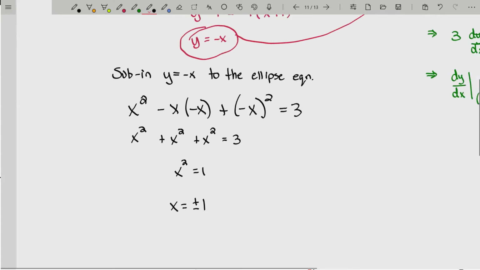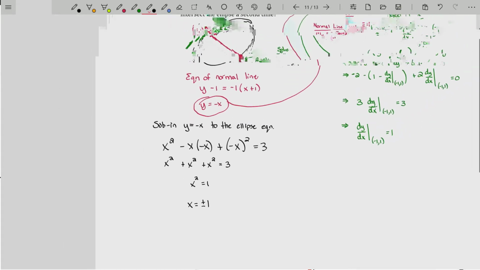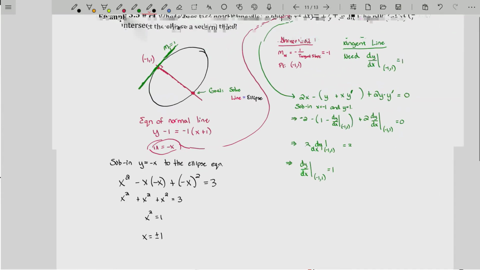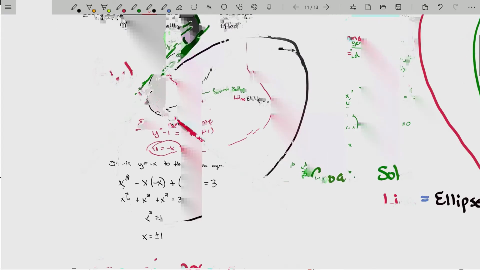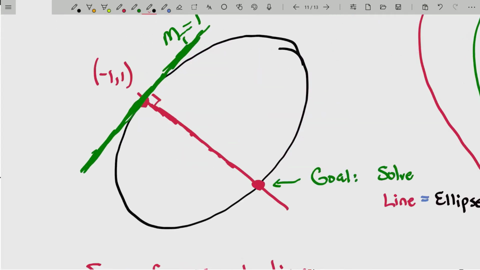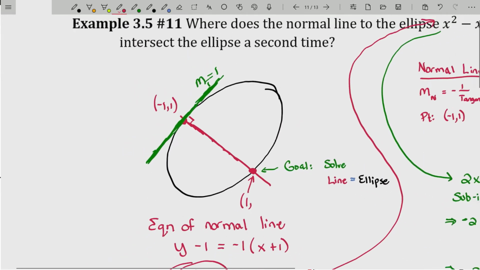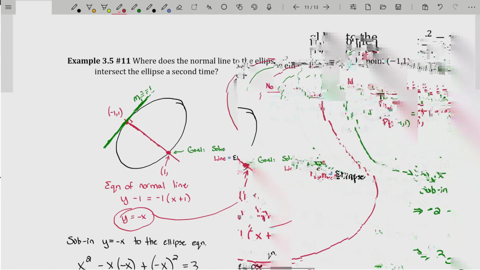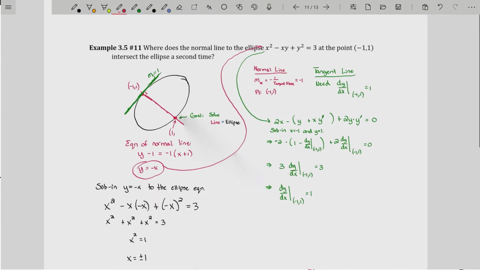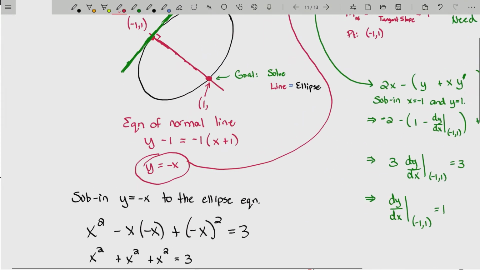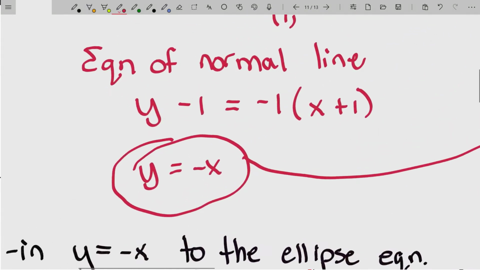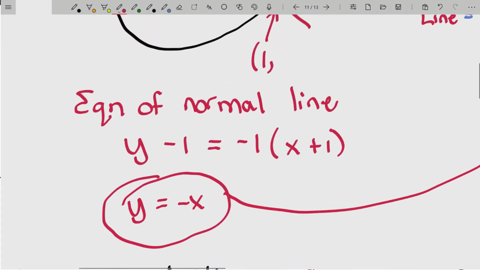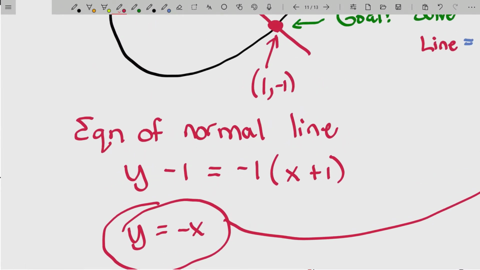So it tells me that our normal line strikes the ellipse at x equals -1 and x equals +1. Now I just need to find the corresponding y value, and that just means go to the equation of the normal line and plug in 1 for x, and you'll get -1 for y.